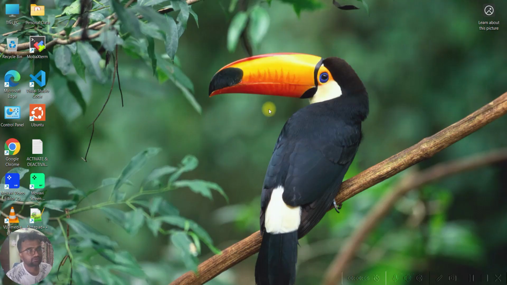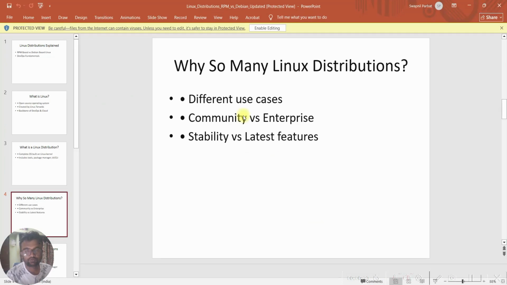So in this video we will understand the Linux distribution in the simplest way. We will mainly focus on two important types, RPM based Linux and Debian based Linux. This topic is very important for DevOps, system administration and for interviews as well. Okay, so let me open my slides so that I can explain it in a better way.